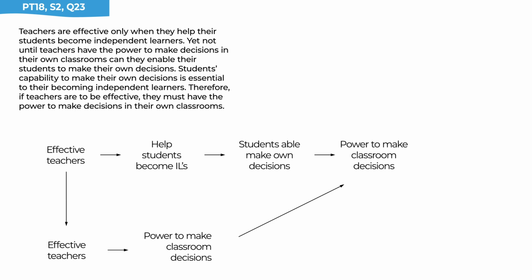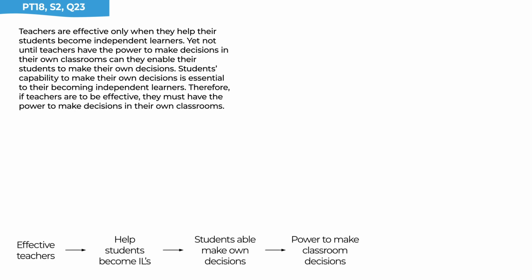When we look at our conclusion, we realize there's really not a new thought happening there. That was just a correctly derived conclusion. Effective teacher implies power to make classroom decisions. So I don't have to worry about whether or not there were assumptions that we should also be treating as true, because this argument was actually a valid argument. The conclusion just summarizes our conditional chain.